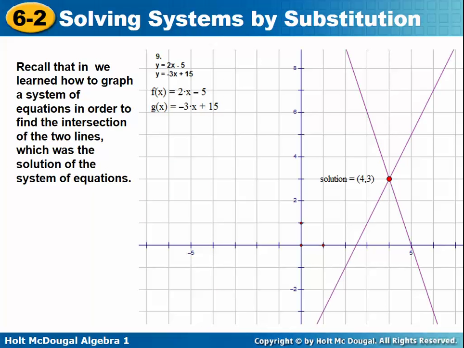Remember that in 6.1 we graphed linear equations, and we found the place where they intersected. That point where the lines cross is the solution of the system of equations. So in these two problems, we graphed y equals 2x minus 5 and y equals negative 3x plus 15, and we found that the solution, the point where those two would cross, would be at (4, 3). So that point works in either of these equations.